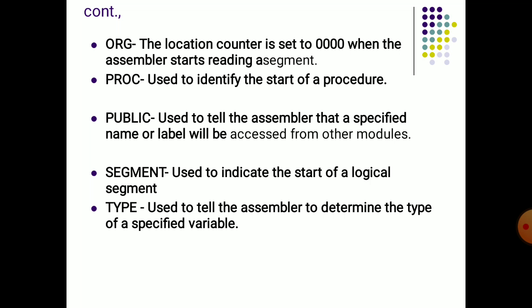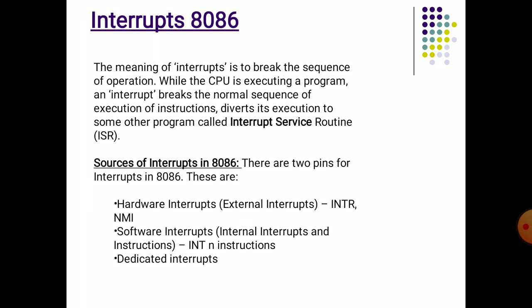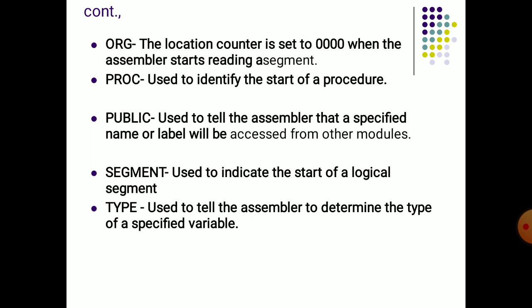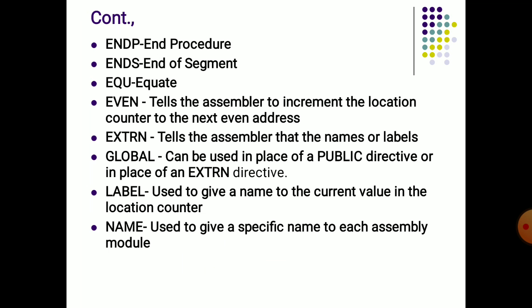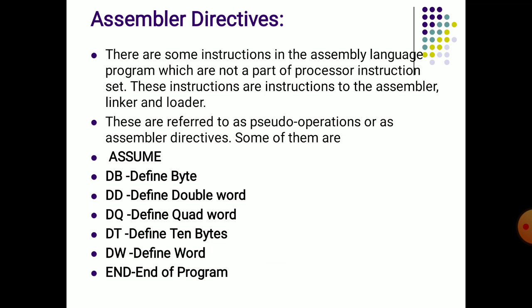So these are the main assembler directives which are used in the 8086 microprocessor. They are used to identify for the assembler what type of operation is to be carried out by using those assembly codes.